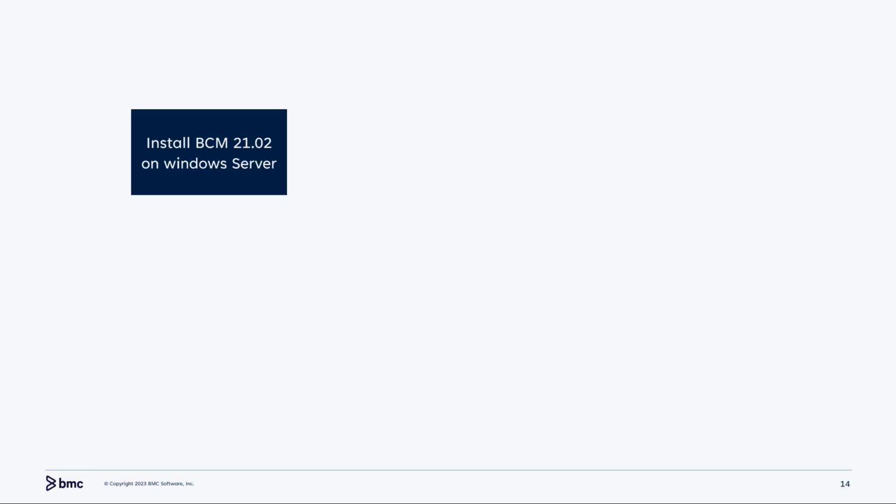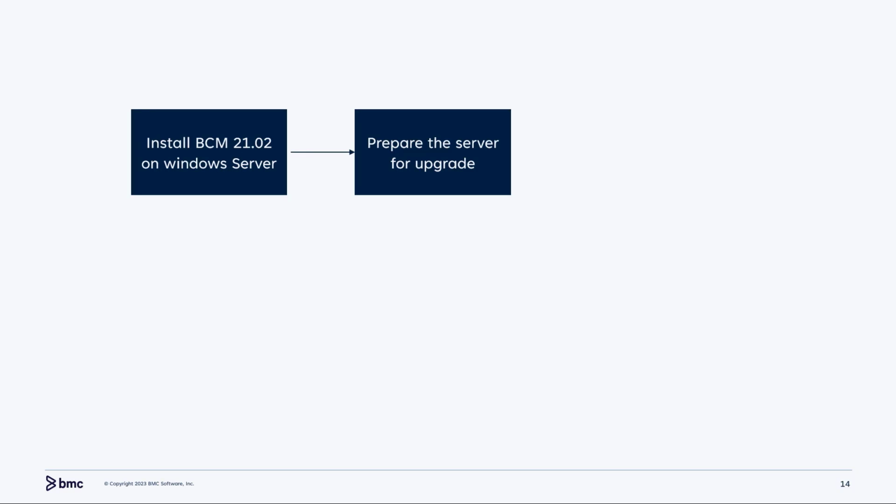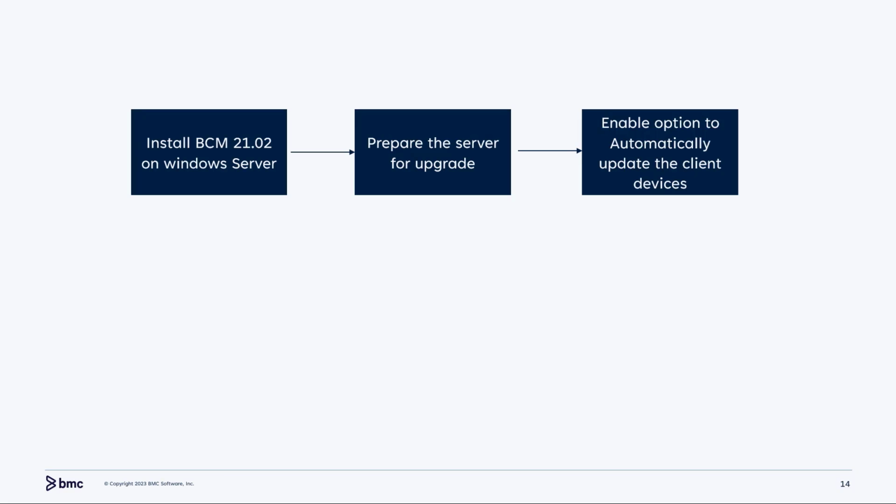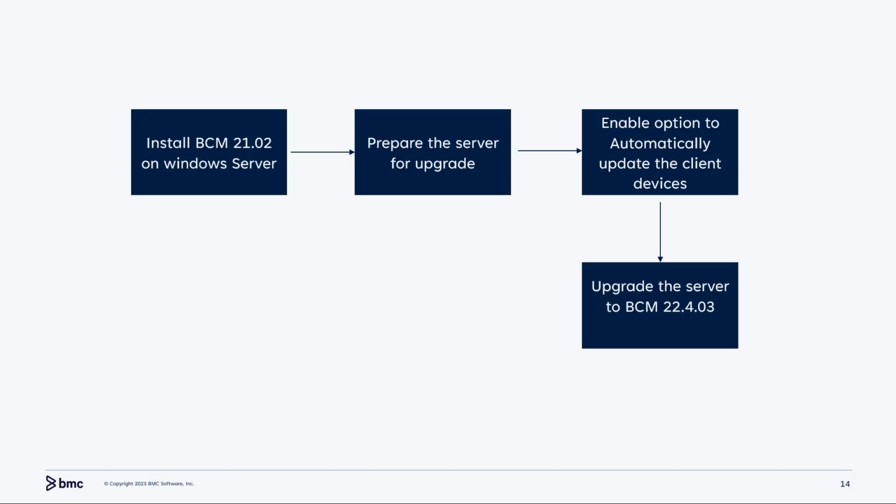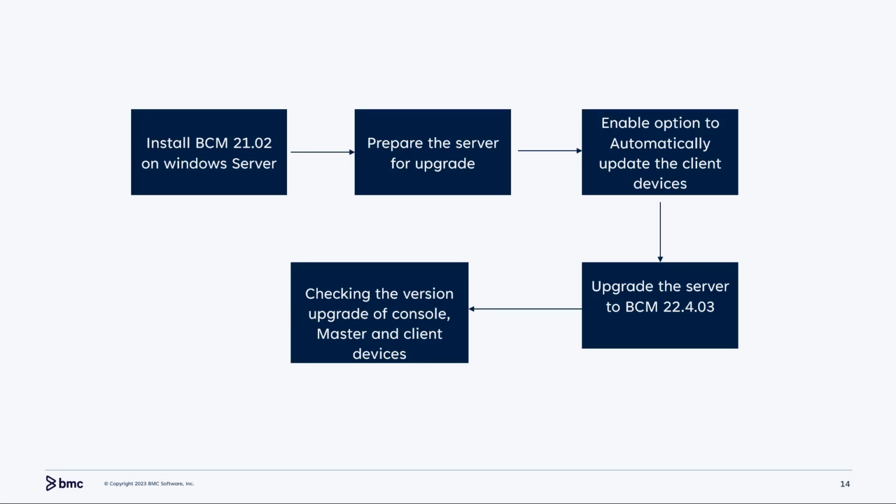In the upcoming demo, we will be installing BCM 21.02 on Windows Server. Post that, we will be preparing it for an upgrade. Then we'll enable the option to automatically update the client devices within its environment. Upgrade the server to BCM version 22.4.03. And finally, we will validate the upgrade by checking the version of the console, master, and the client devices.